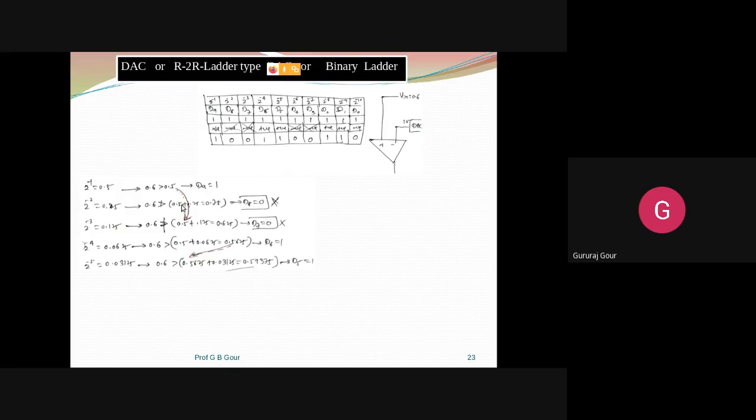So what we are getting: the previous bit which was set, its weight we have to consider here, 0.5, plus the present bit, 2 to the power minus 2, that is 0.25, that will be added with this. Why do we need to consider the previous weight? Because the last bit was set, that we have to consider. That's why it is known as successive approximation. It's a cumulative one, but while doing cumulative, we have to consider the weight where the last bit was set.